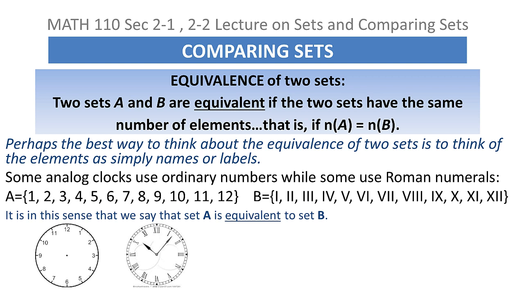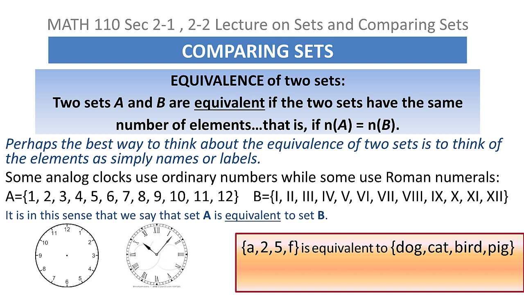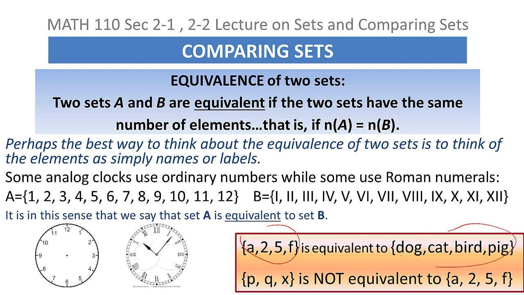And in that same sense, even though it might look ridiculous, I would say the set containing A, 2, 5, and F is equivalent to the set containing dog, cat, bird, and pig, simply because there are 4 elements in each. By contrast, I would say the set containing the elements P, Q, and X, that set is not equivalent to the set containing A, 2, 5, and F because there are only 3 elements in the first set and 4 in the second.